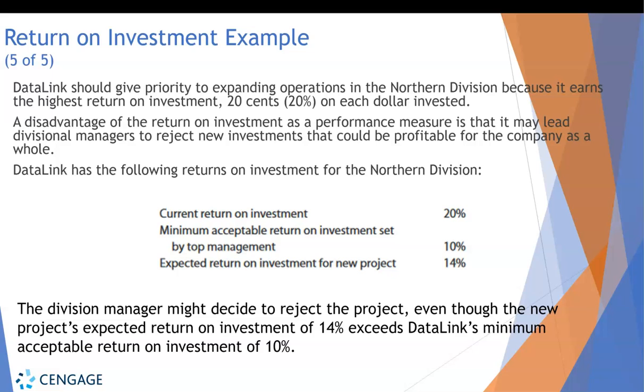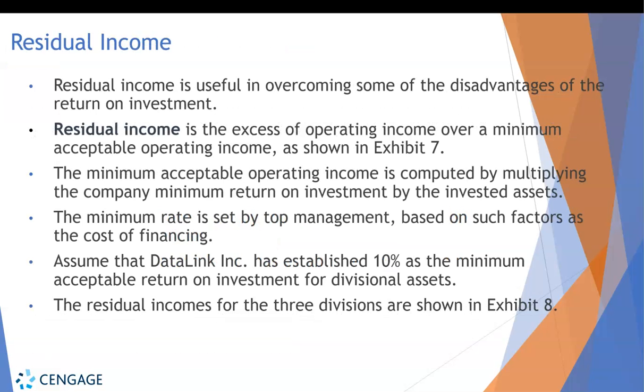So DataLink has the following returns on investment for the Northern Division. We've got our current return on investment at 20%. The minimum acceptable return on investment that's agreed upon by management is 10%, and we expect 14% for new projects. The division manager could decide to reject it even though the new project's expected return on investment exceeds the minimum return of 14%, because currently it's sitting at 20%.